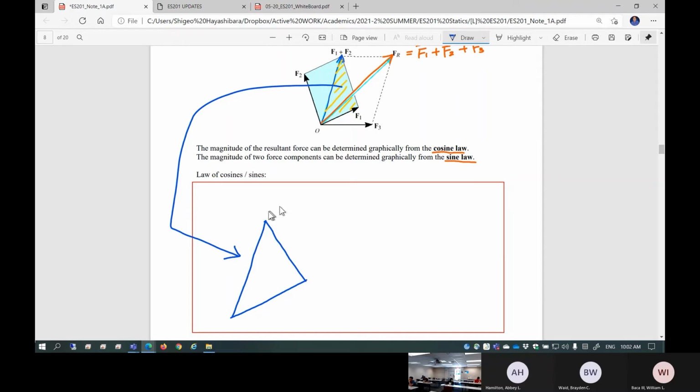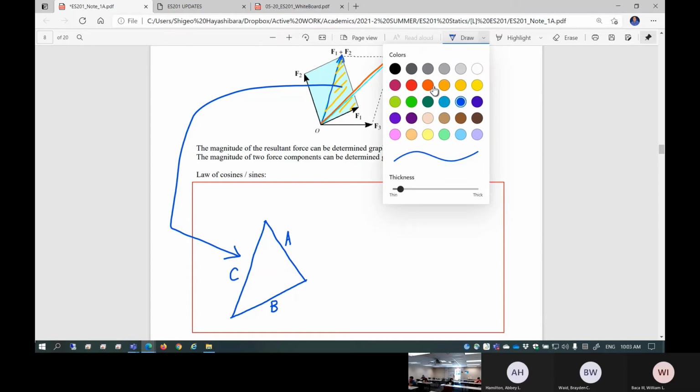So I'm going to define the length of each edge. Let's say this is A, this is B, and this is C. So this triangle is made up of three edges. The length here is A, the length here is B, the length here is C.